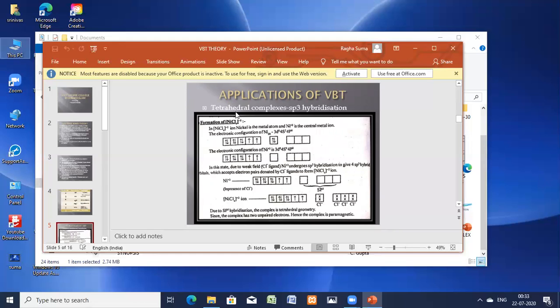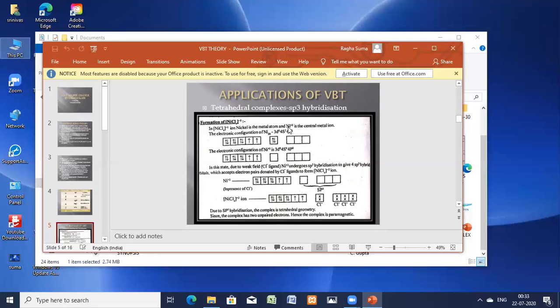In the previous slide I explained that if it is a tetrahedral complex, that will be sp3 hybridization. In this nickel tetrachloride anionic complex, the central metal atom is nickel and the number of ligands is 4. The ligands are the chloride ions and nickel is the central metal atom. So here the coordination number is 4. This is a complex ion, an anionic complex ion with a minus charge.